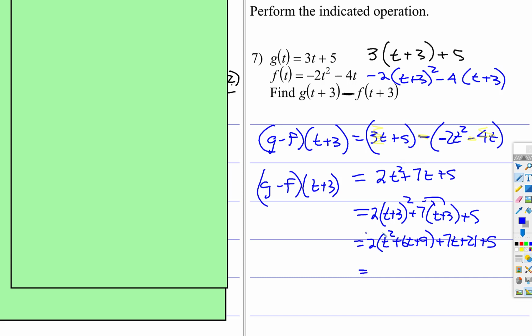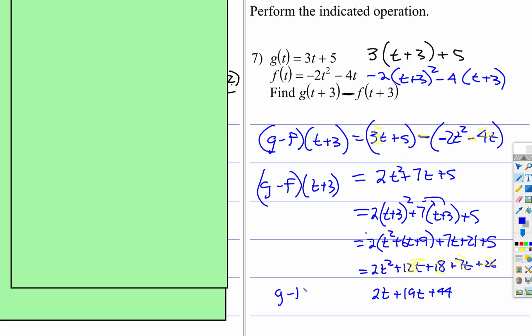Well, now we're going to do the distributive here. That's 2t squared. 2 times 6t is 12t. 2 times 9 is 18. And we're going to add all this, plus 7t. 21 plus 5 is 26. And then we're going to combine like terms. 12t plus 7t is 2t squared plus 19t. And then we have 18 plus 26 is positive 44.